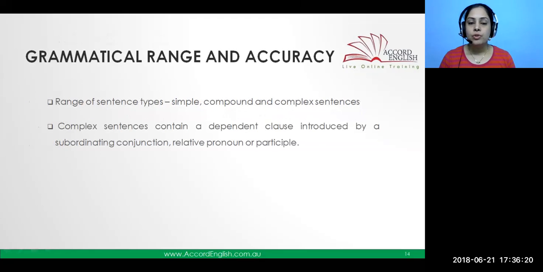When we move on to the fourth criteria, which is grammatical range and accuracy, the examiner is looking at whether you are able to put in a proper mix of simple, compound, and complex sentences in your essay, rather than putting a lot of complex sentences in there.